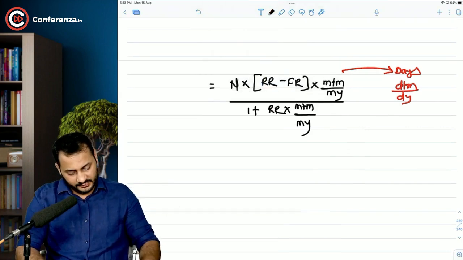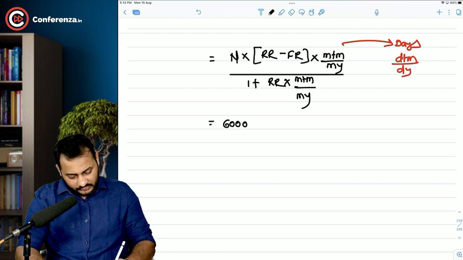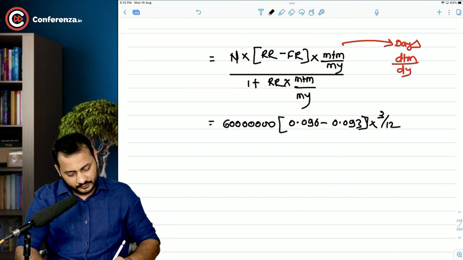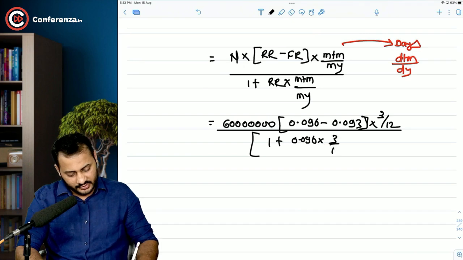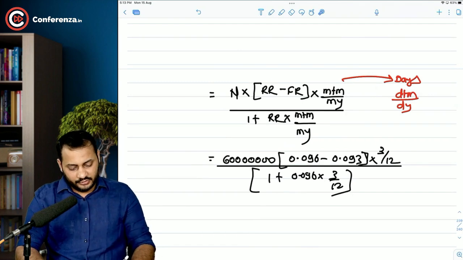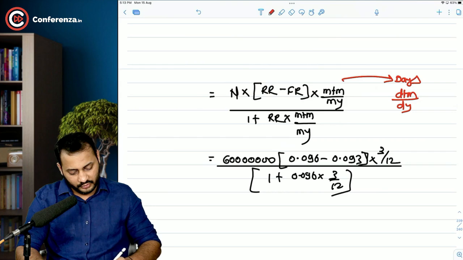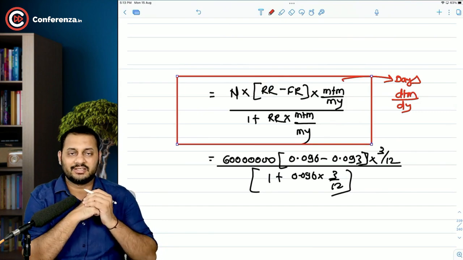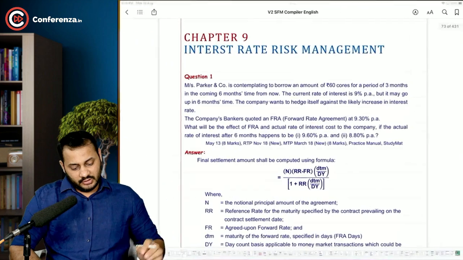Let's write it down once again. This is 60 crore. What was the reference rate? 0.096. And the forward rate 0.093. We converted that into 3 months because it was an annual rate, divided by 1 plus 0.096 into 3 by 12. This is how you have to find out. So this is going to be your main formula for the future calculation as well. But this comes with a logic and you don't have to mug up this formula. Come to the question now.